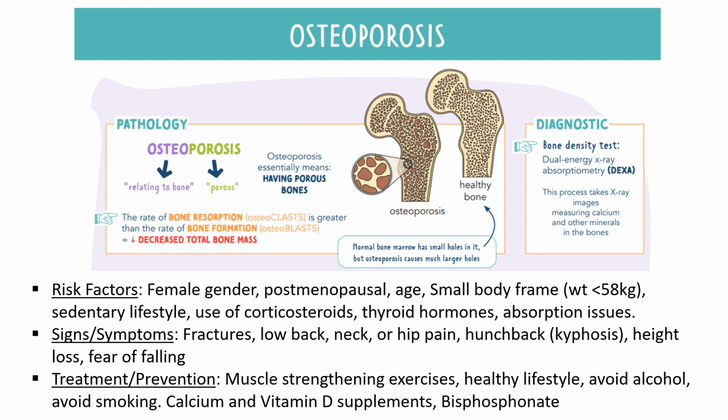Osteoporosis is diagnosed using a DEXA scan or a bone density scan. Treatment and prevention include weight-bearing and muscle strengthening exercises to reduce incidence of falls and fractures, a healthy lifestyle and avoidance of smoking and excessive alcohol, and bisphosphonates, which help with bone reabsorption of calcium. Calcium and vitamin D supplements can help prevent osteoporosis as well.